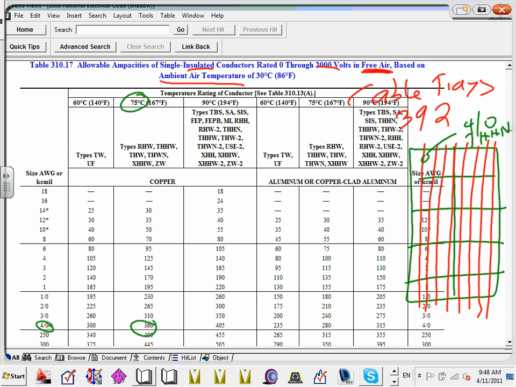Can you guys see that? See where the cable tray becomes a big deal? What's the disadvantage of cable tray? Expensive. Can you guys see where this table becomes a big deal? Everybody see that? Where do we use this table?